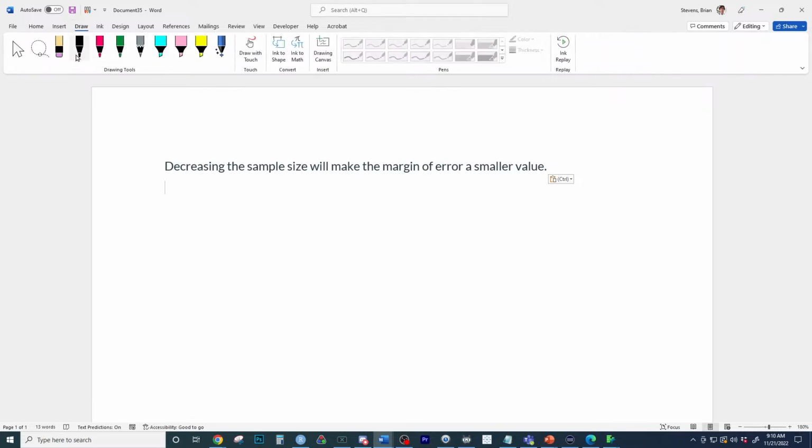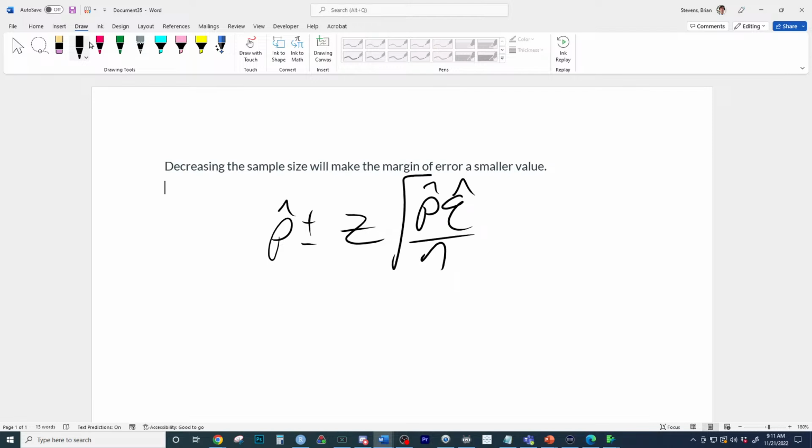So when you think about the two equations we've learned so far, they are p hat plus or minus z star times the square root of p hat q hat over n. Then we have y bar plus or minus t star with n minus 1 degrees of freedom, which is a subscript to tell us the amount of degrees of freedom for the shape of the t, and then also s over the square root of n. So these are two separate equations right here.